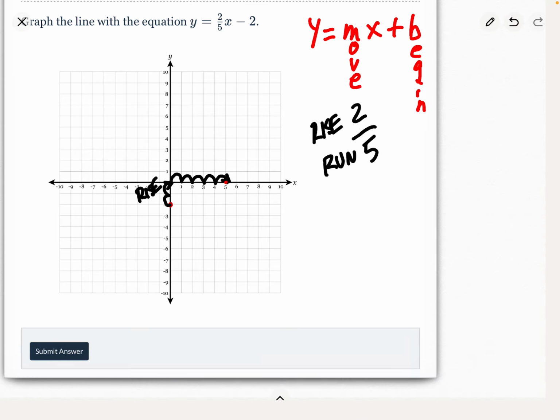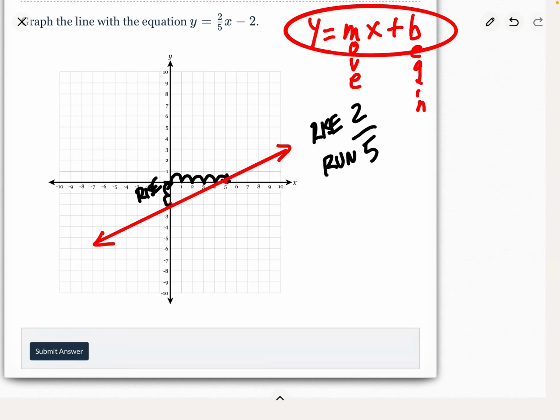And once I've done that, I draw my line. And there we have it. That's how you graph. Use this: the B stands for begin. The M stands for how much you move.